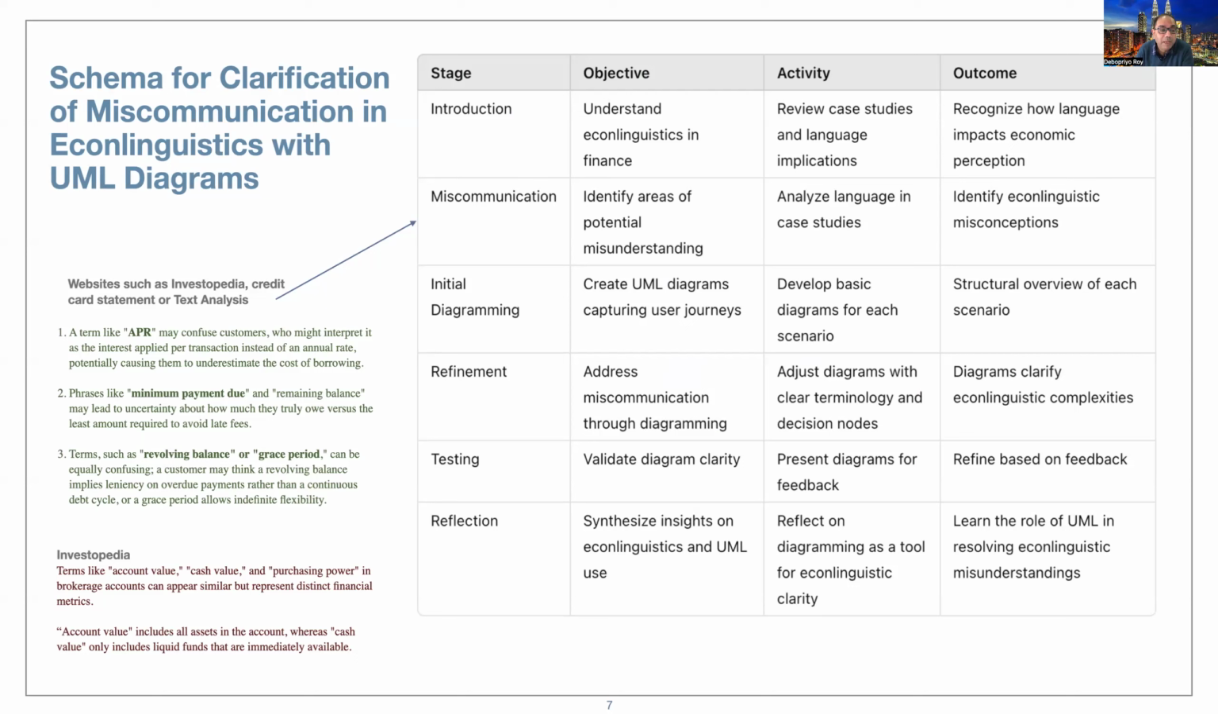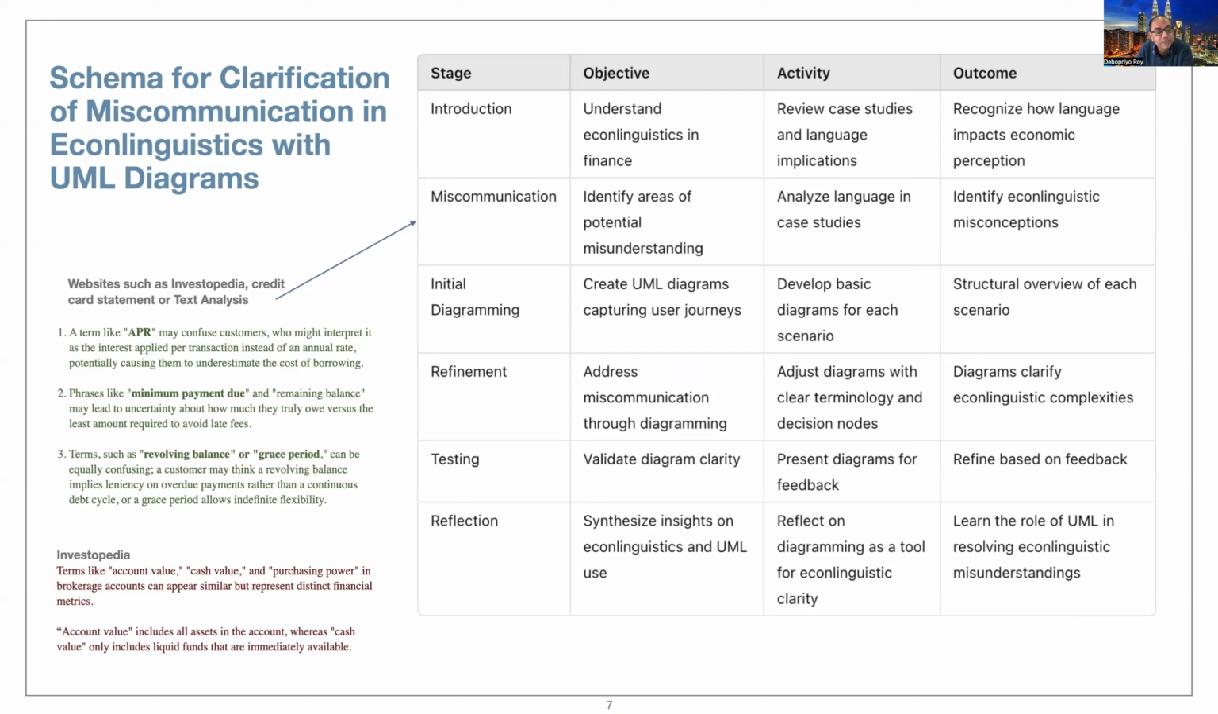Phrases like minimum payment due and remaining balance may lead to uncertainty. You don't know how much is left. You don't know the cycle. You don't know how the interest is charged. How the late fees are applied. So those kinds of things can be clarified using schemas like UML diagramming. Any kind of UML diagramming that helps clarify these kinds of confusion that's happening.